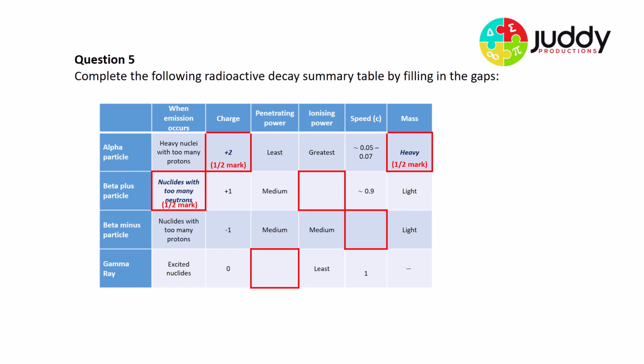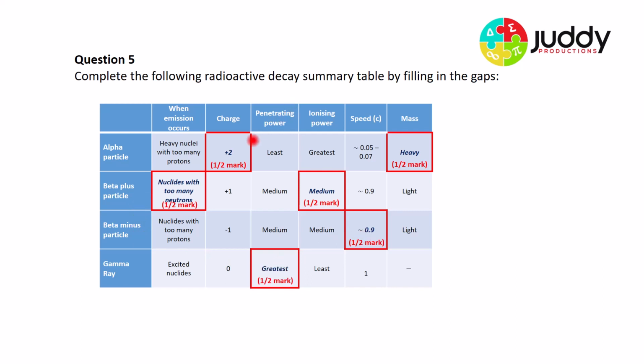The process of beta plus decay converts a neutron into a proton and a high-speed positron that's ejected, half a mark. The ionizing power of a beta plus particle is medium, not as high as an alpha particle, but stronger than a gamma ray, half a mark. The speed of a beta minus particle, and also a beta plus particle for that matter, is approximately 90% the speed of light, half a mark.